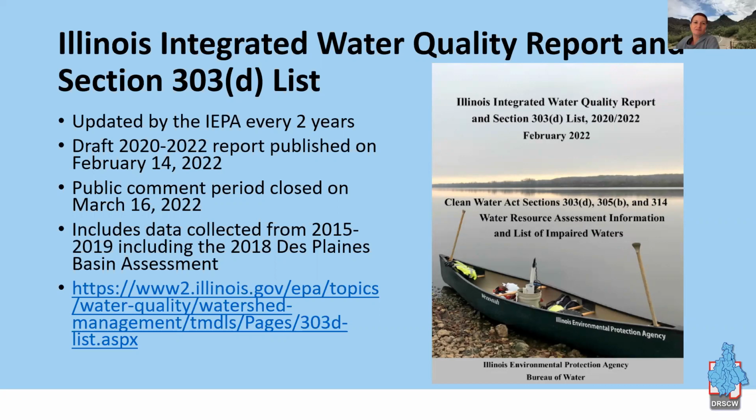So as Stephen mentioned, the Integrated Water Quality Report and Section 303D list was released in draft by the IEPA in February. It is a report that covers 2 reporting cycles, 2020 and 2022. Usually it's released every 2 years, but I'm assuming because of COVID, there was a delay with the 2020 report, so they did a combined 2022 report. The public comment period has closed, and we did submit comments, and I'll talk a little bit about those as we go through this. But the final has not been released. I'm sure they're still going through those comments, and I'll let you guys know as soon as the report is released. And then I have the link there.